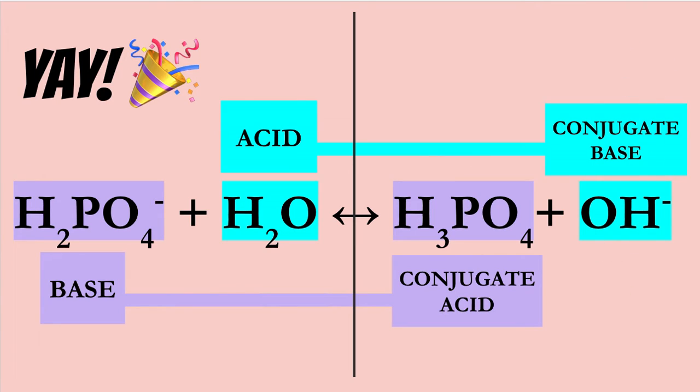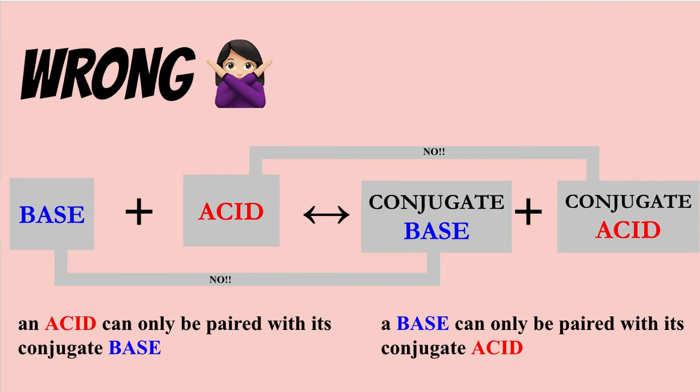Now, I want to show you a few mistakes that I've been seeing. An acid can only be paired with its conjugate base. If you see a base paired with a base, no, wrong. An acid with a conjugate acid, wrong. A base can only be paired with its conjugate acid, and an acid can only be paired with its conjugate base.